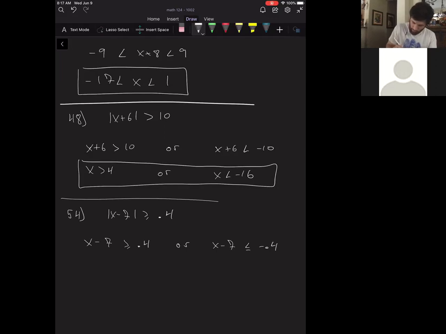So over here, we can add the 7 over. So x is going to be bigger than or equal to 7.4. And over here, we add it over, and we're going to get x is less than or equal to 6.6.